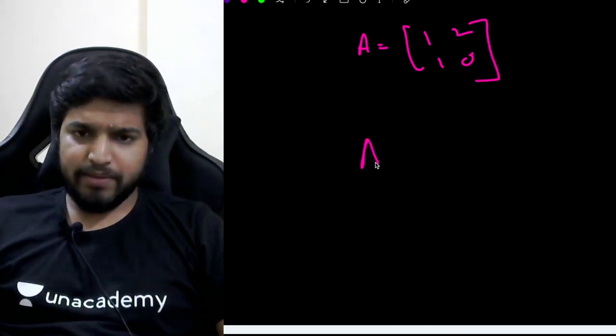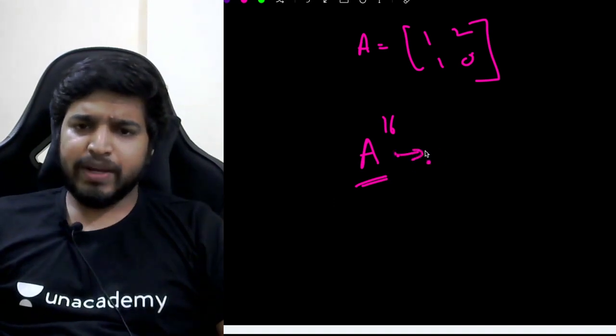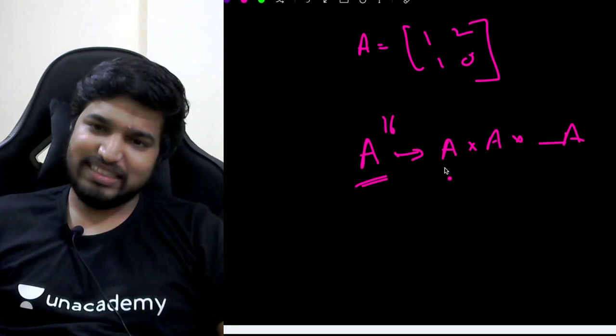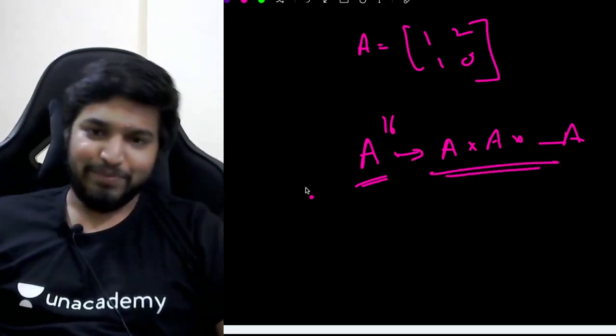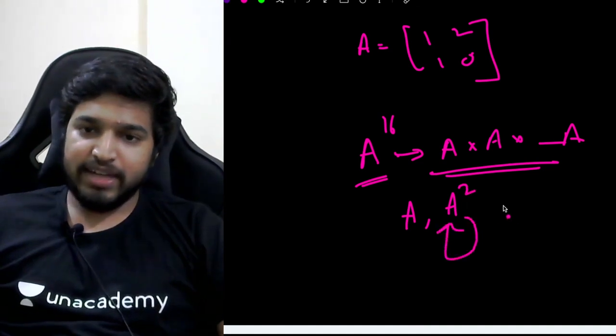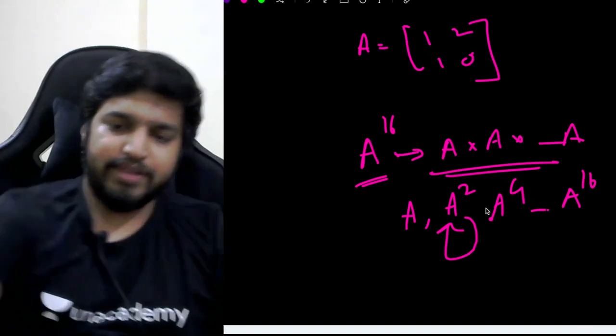So for A power 16, how do you calculate this quickly? One way is to do A into A into A, and so on, as we discussed in the last video. The cooler way is to do A, then A square, then multiplying it by itself, A power 4, and so on, getting A power 16. Fair.